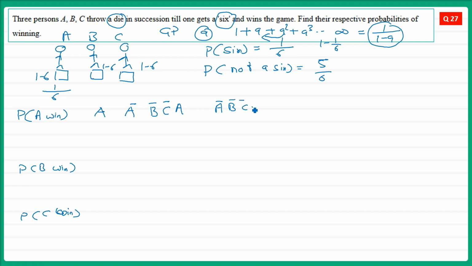Or A fails, B fails, C fails. Then again A fails, B fails, C fails. Now the chance of A winning comes and he wins. So these are the different possibilities of A winning.